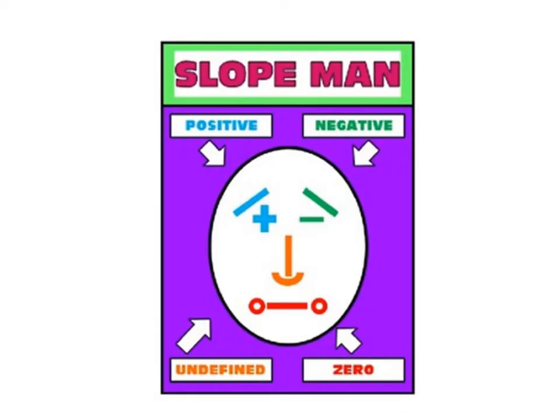So there are a couple ways to remember that. One of these is slope man. So if you create this face, a line that runs like this is positive. A line that runs like this is negative. A vertical line is undefined. A horizontal line is 0. So if you can remember that face, it will help you to remember positive, negative, undefined, and zeros.